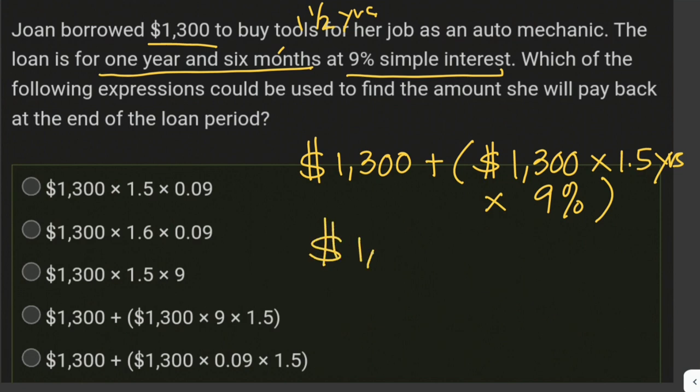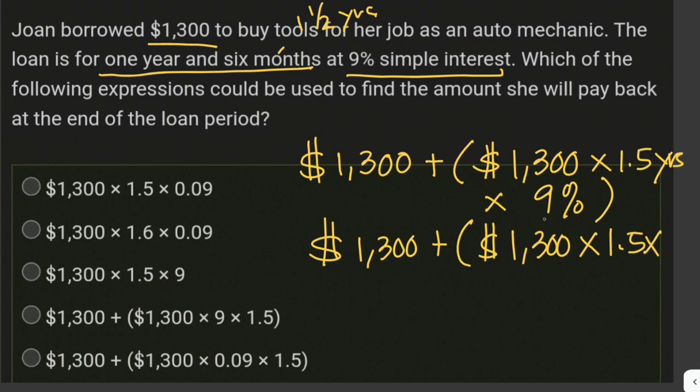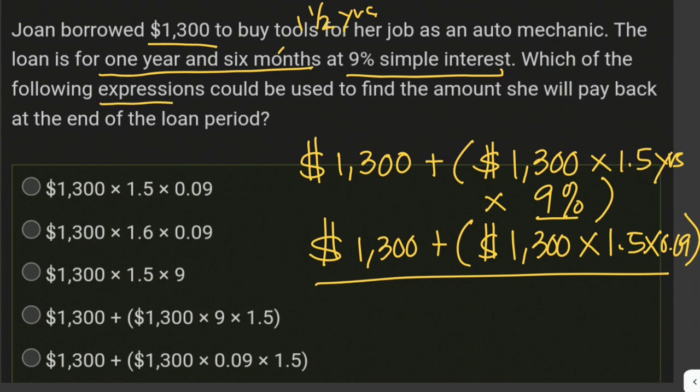So this is $1,300 plus 1,300 times 1.5 times, we need to express 9% in decimal form. So this is 0.09. We're going to divide that by 100. We don't need to solve this because we are only asked for the expression. So this is now our expression to find the amount that Joan will pay back at the end of 1.5 years, or 1 year and 6 months. So the answer here is this one.